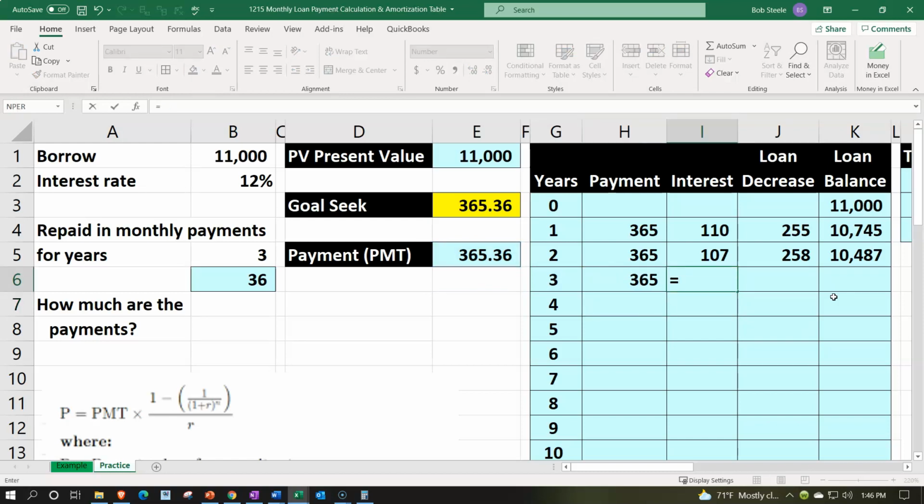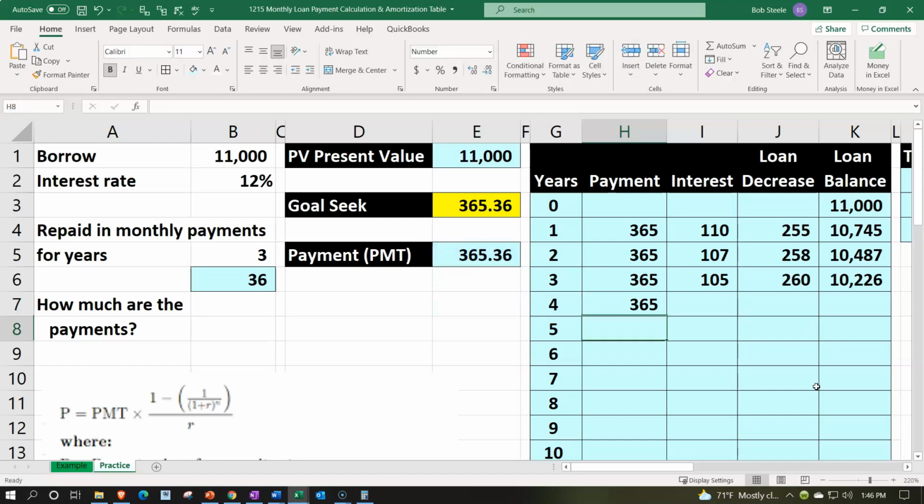The interest is now going to be the new loan balance, the 10,487 times the 12%, but that would be the yearly rate, so we divide that by 12, and then we're going to subtract this out. We're paying the 365 minus the 102 interest, gives us the 260. That means the loan balance, which was priorly at 10,487 minus the 260, gives us the new loan balance of the 10,226. Let's do it two more times, and then we'll do it the easy way.